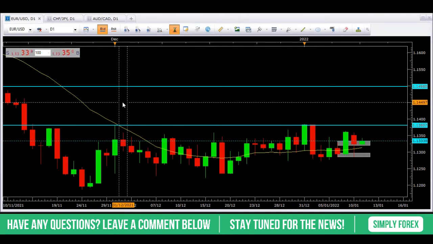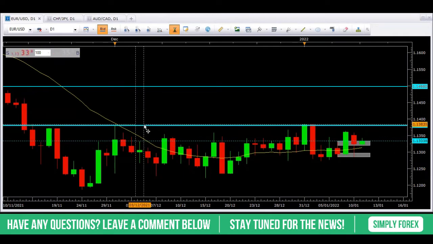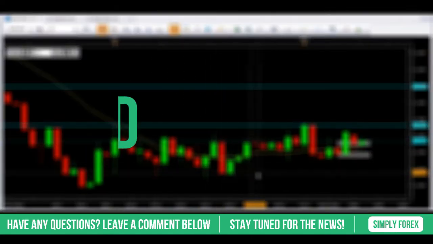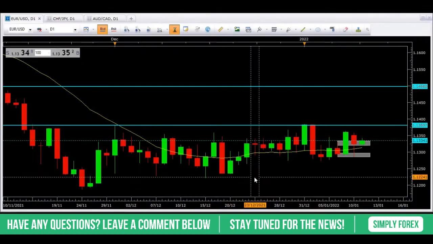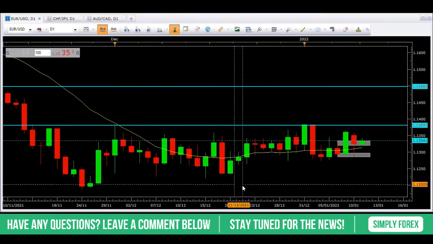We've got three trade ideas for today, guys. So the first one is this. This is the euro against the US dollar. We've been trying to buy this since yesterday.